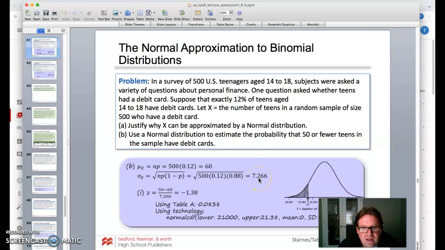So now, to find that probability, we go to the z-table. Remember, we take our actual value minus the mean. So we're going to take 50 minus 60, divided by the standard deviation. We're going to get a z-score of negative 1.38. Go ahead and look on your z-table, or you can put it in your calculator. I like the z-table myself, but again, we're going to find that that's about 8.38%, the probability that 50 or fewer teens have debit cards. All right, so that's kind of what we're cooking for as we go there.